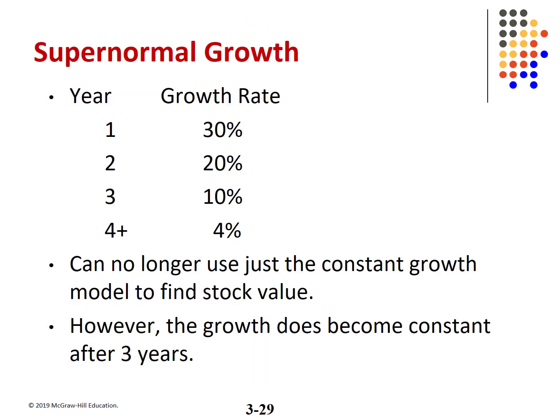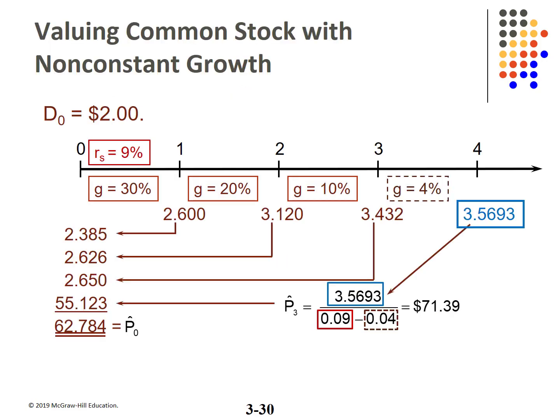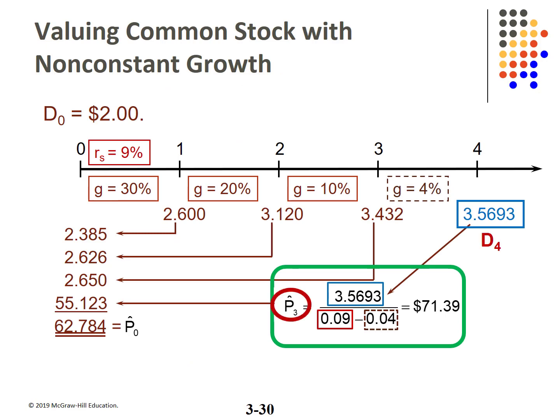This example is taken directly from 331 to repeat and reinforce the non-constant growth steps. Placing the values on a timeline. Again, be careful using D4 to find P3.